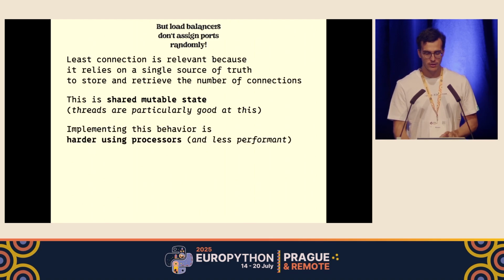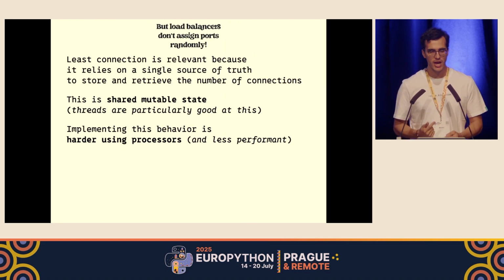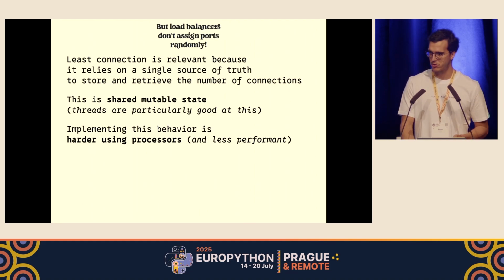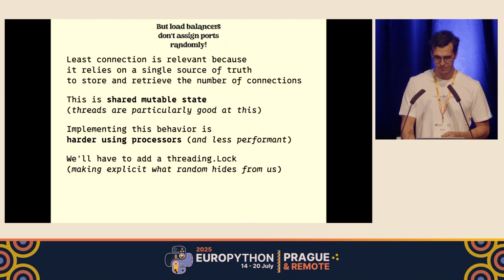And if you try to do this with processors, it's going to be either very complex or not as performant because of the communication that has to happen between processors. Shared mutable state is something that threads are really, really good at, and they're actually built for that specific use case when you do concurrency, compared to, for example, processors or sub-interpreters.